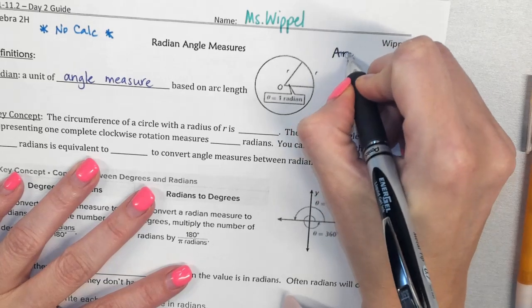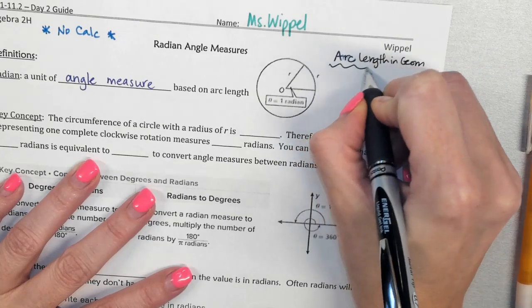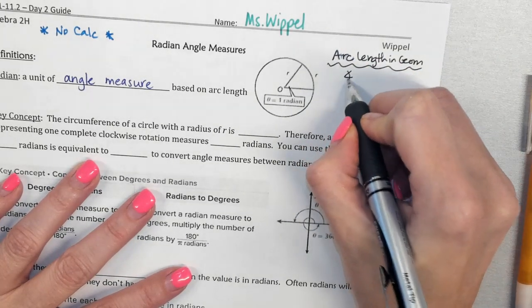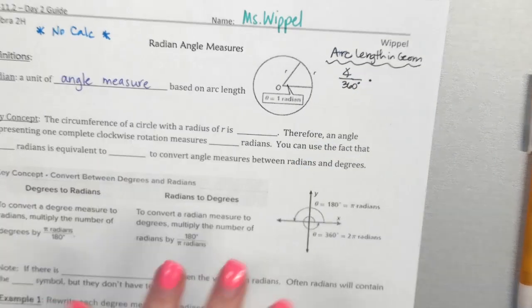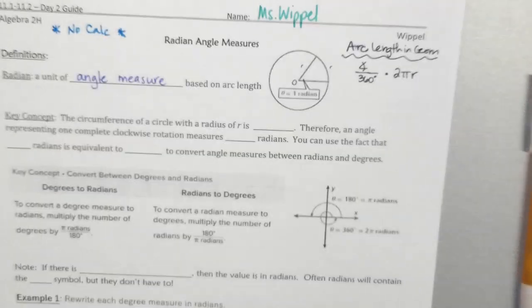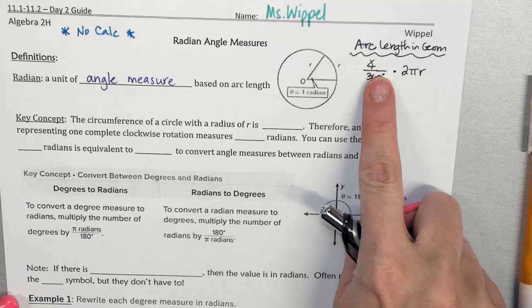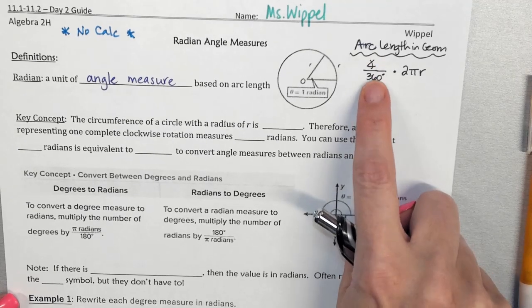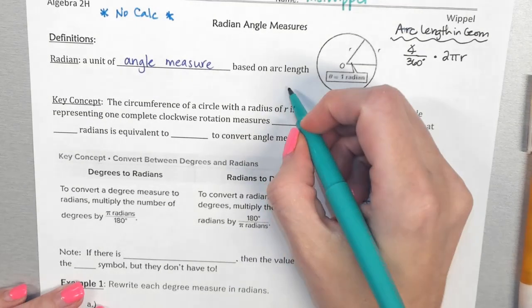So when you did the arc length in geometry, you had your angle measure divided by 360 multiplied by 2 pi r, because 2 pi r is the distance around the circle. Okay, so what you were doing is you were measuring part of the circumference times an angle divided by 360. Okay, so the circumference of a circle that has a radius of r is 2 pi r.